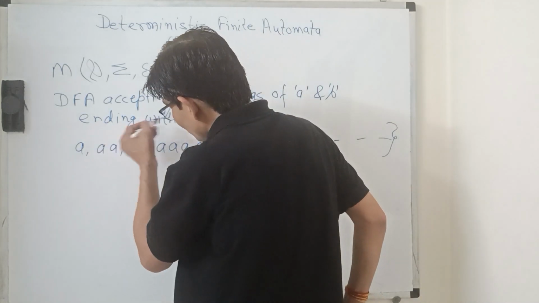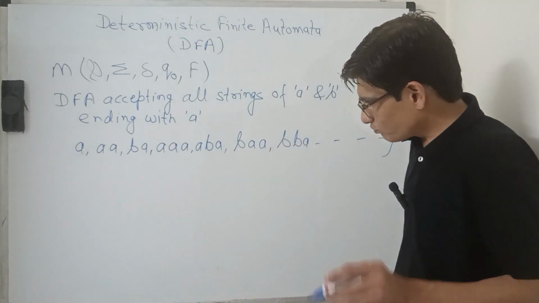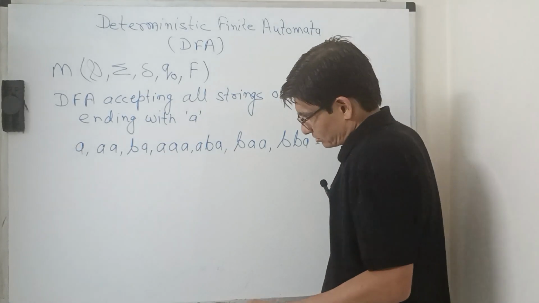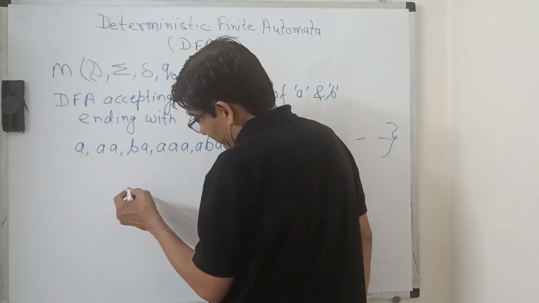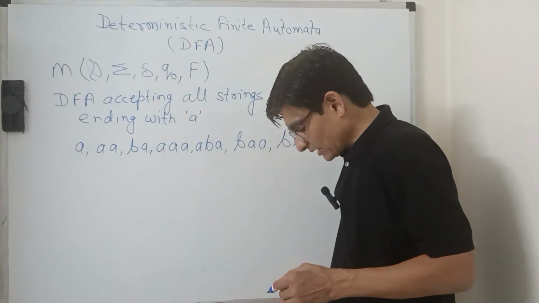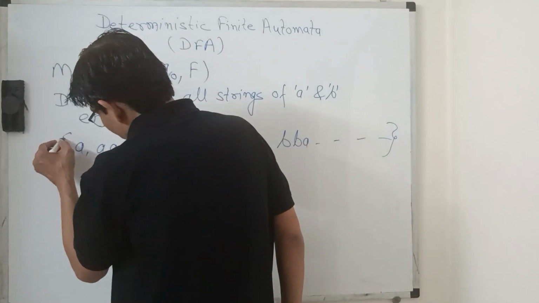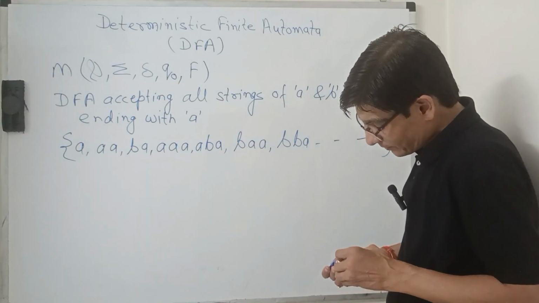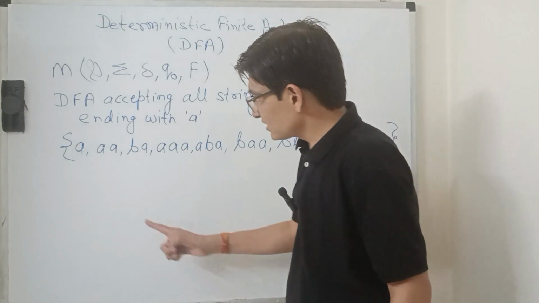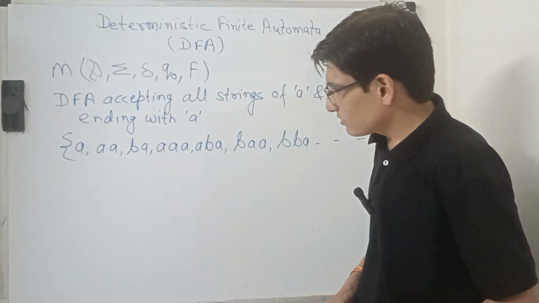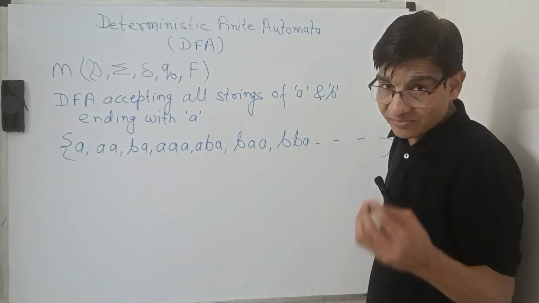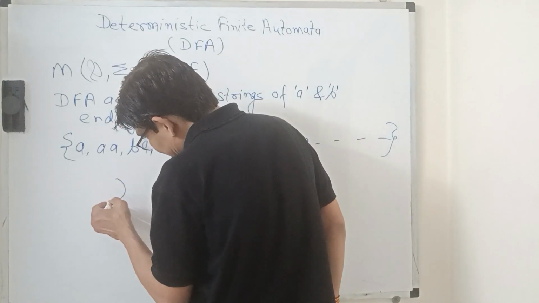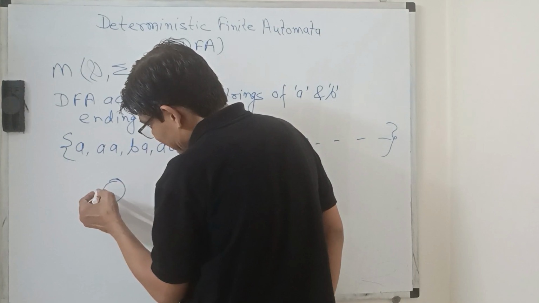Now we need to create this machine. So I will first start with the graphical representation, which would be easier to understand. Whenever you are asked to create a machine for any language, first see the shortest string of that language and create a machine for the shortest string. So we have to accept a single A.